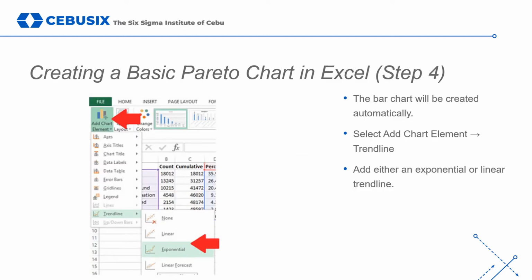But this will only create the chart automatically, as the trend line will need to be added manually to the chart. We accomplish this by selecting the Add Chart Element from the Format tab and selecting Trend Line. You will have several options to choose from, and each will create a different look to the chart. But in creating a Pareto chart, it is recommended that you use either the exponential or linear trendline design.